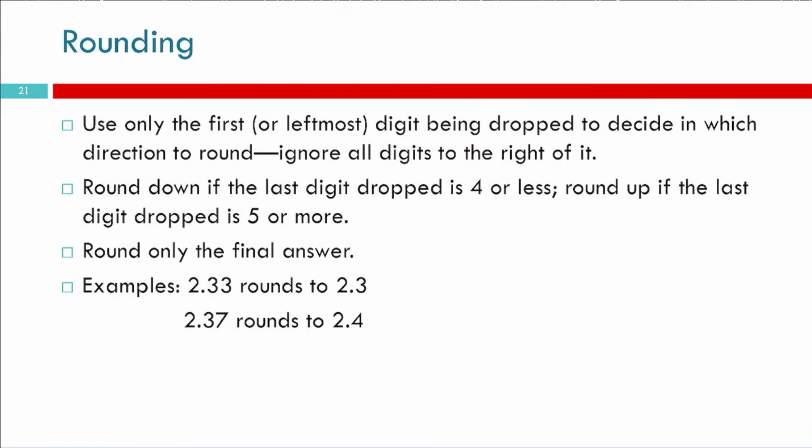Okay, so moving on. Rounding: use only the first, or leftmost, digit being dropped to decide in which direction to round. Ignore all digits to the right of it. So this goes back to what we were just talking about. You round down if the last digit dropped is 4 or less. You round up if the last digit dropped is 5 or more. And then again, you only round the final answer.